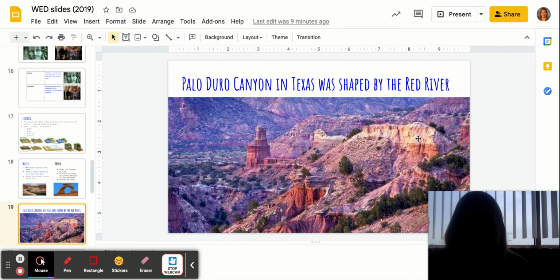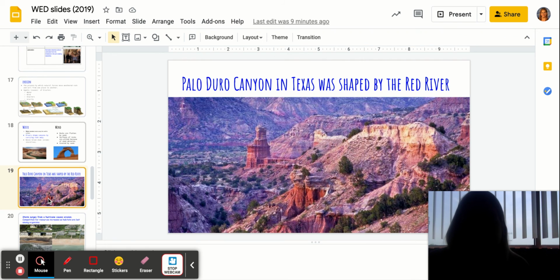This was shaped by the Red River. If you go to Oklahoma on I-35, you know that you're crossing the Red River. So the Red River starts in the panhandle of Texas near Amarillo, and this canyon was shaped by it. Really cool. Go see it if you can.